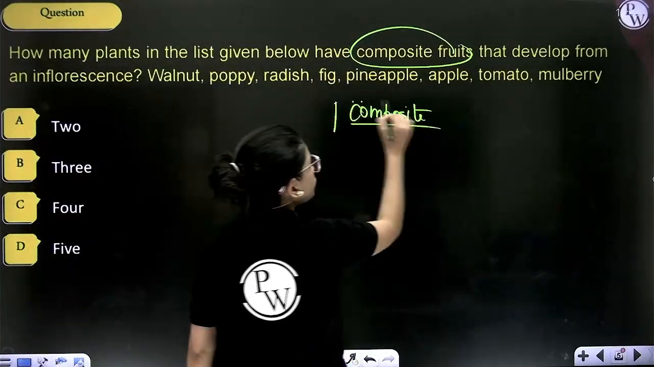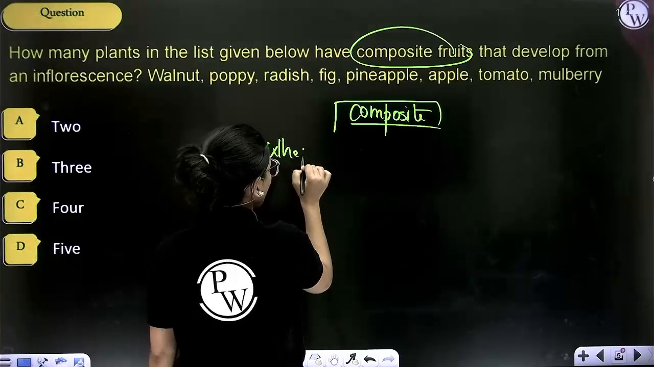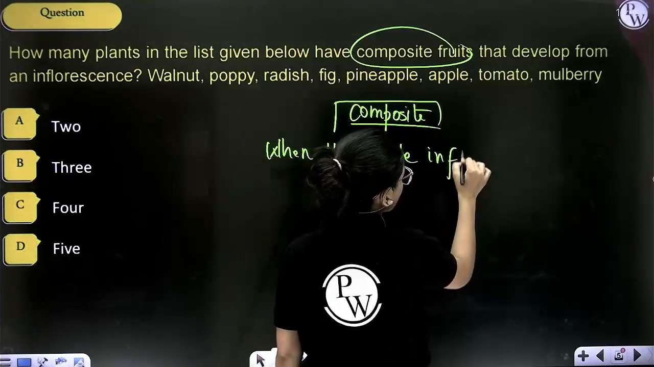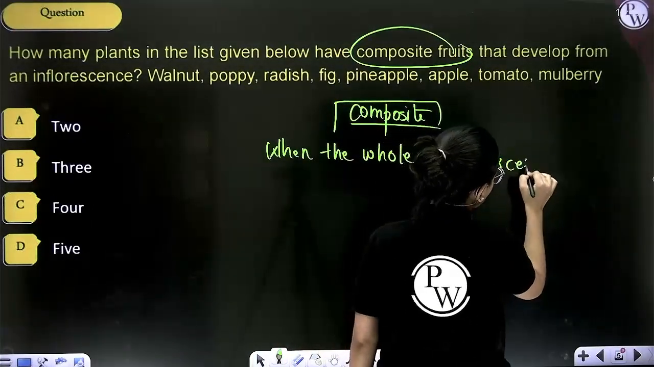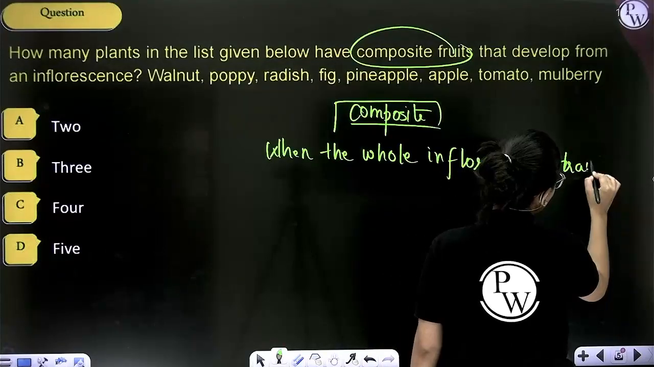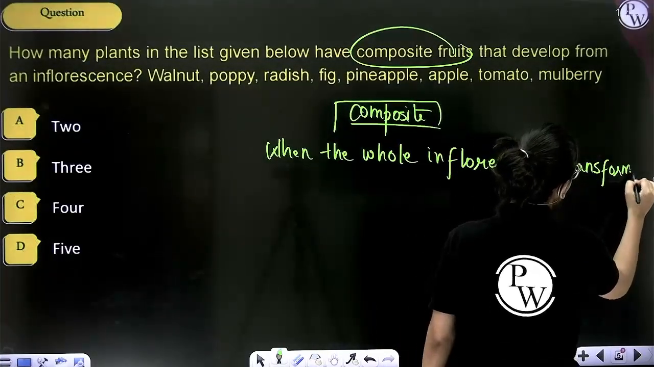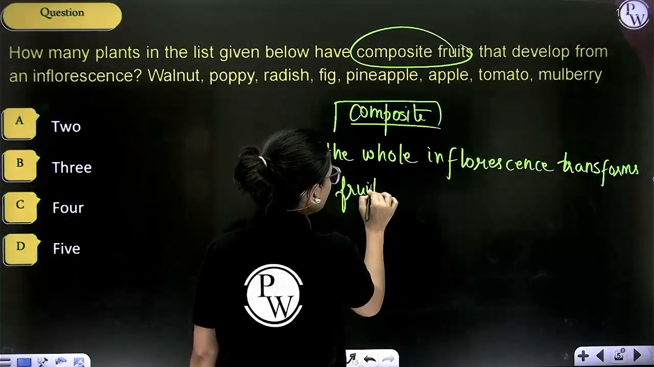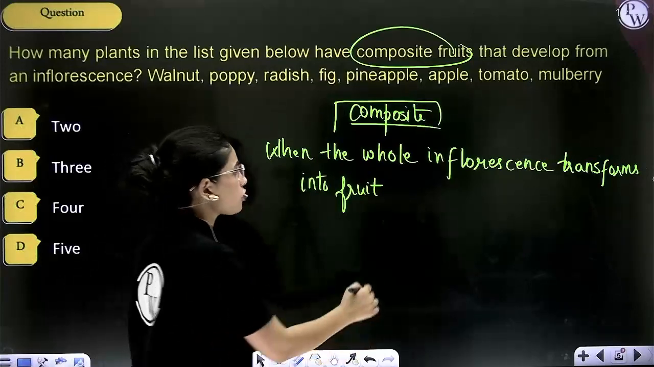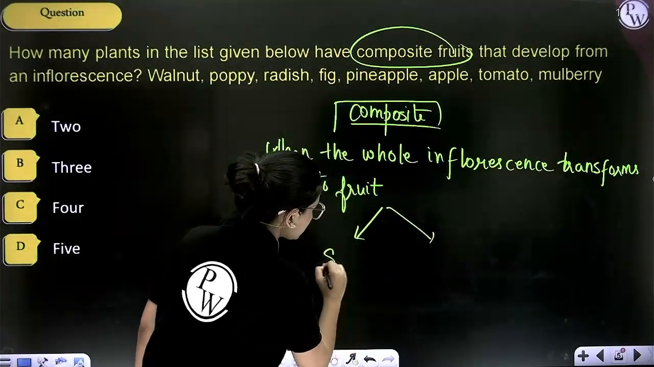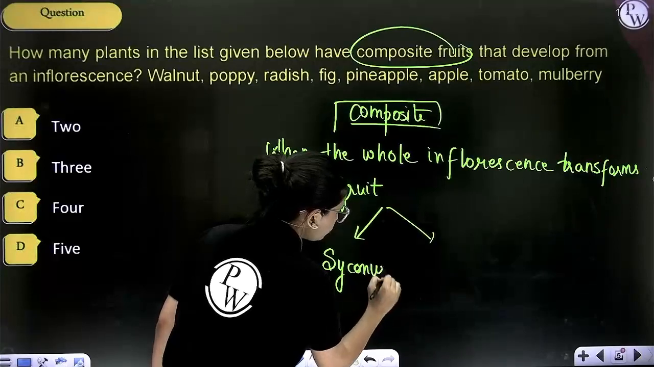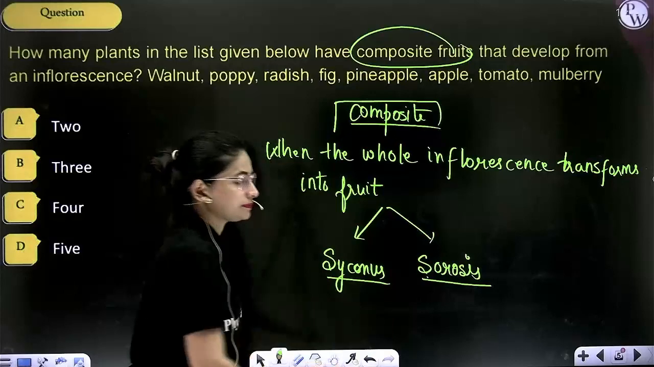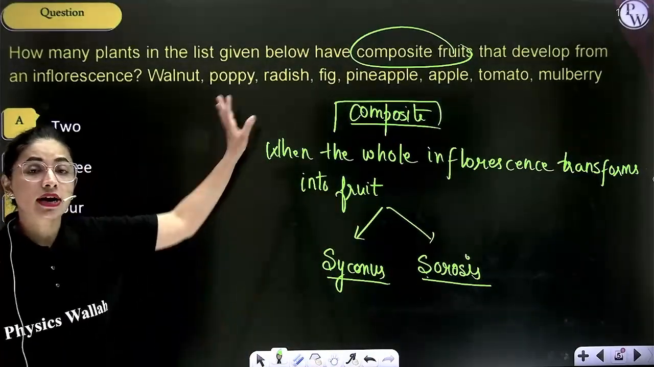So what is composite fruit? When the whole inflorescence, beta, transforms into fruit, then that is called as composite fruit. And there are two such types of composite fruit called sorosis and syconus. Chalo, now let's try to see the examples.